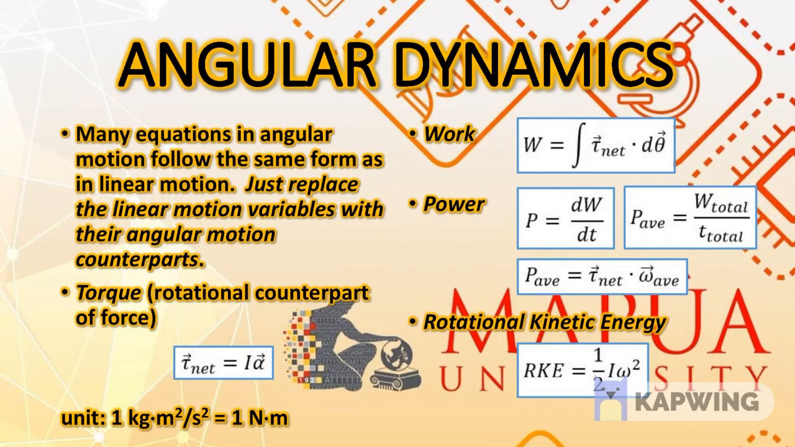For example, you have torque, the rotational counterpart of force. You'll recall that net force is equal to mass times acceleration. F net is equal to ma. Net torque is equal to I alpha. Work, power, and rotational kinetic energy, as you can see, they also follow the same form as the linear motion equations.